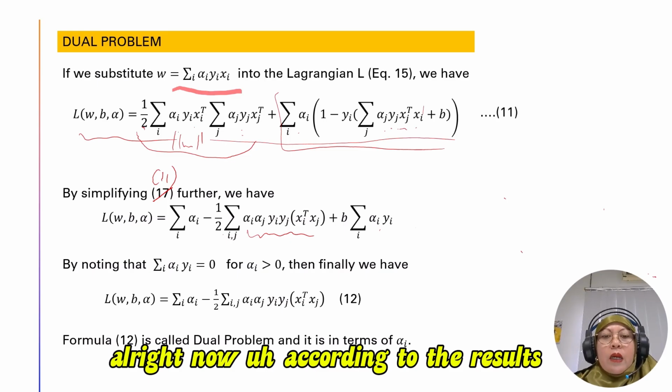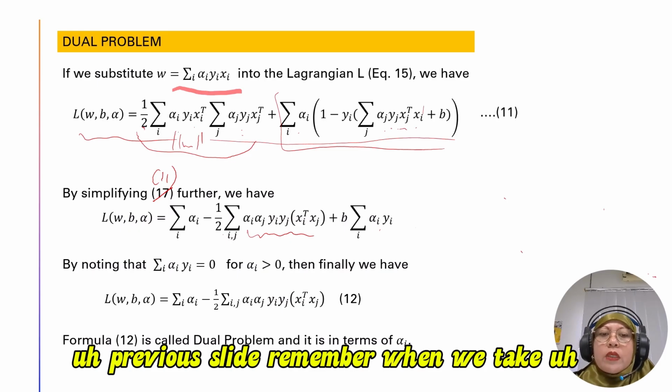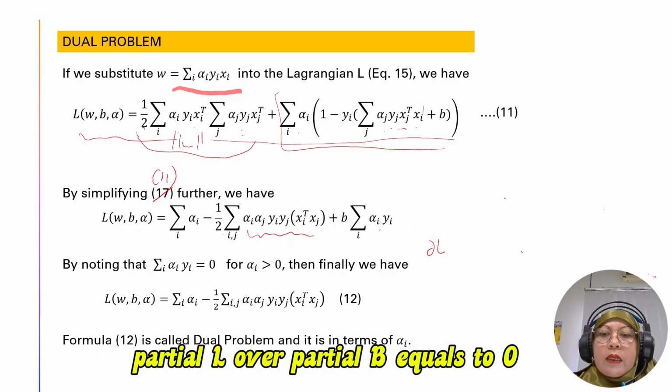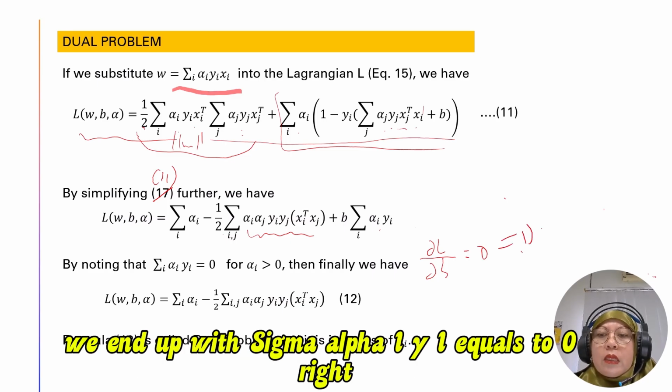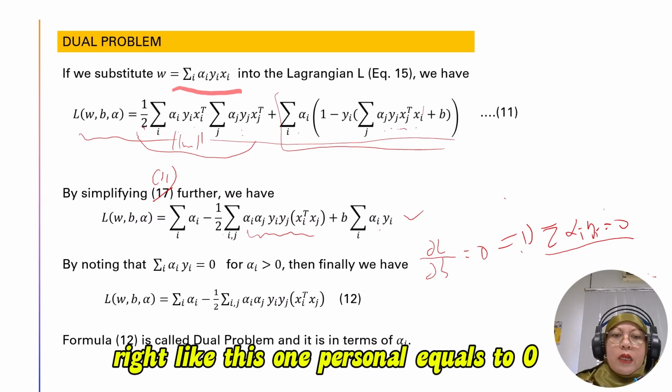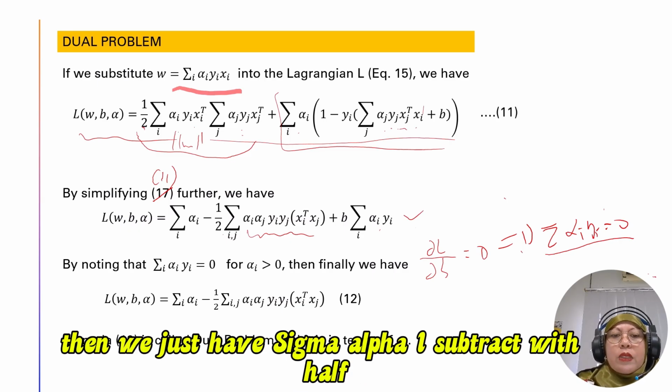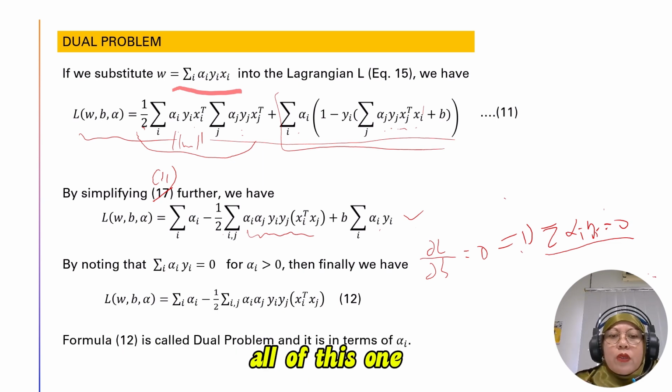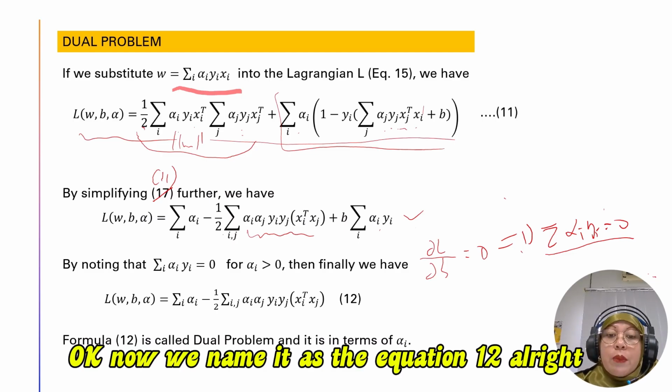Now, according to the results from the previous slide, you remember when we take partial L over partial b equals to 0, we end up with sigma alpha i yi equals to 0, right? Then if we substitute this term into this equation, like this one equal to 0, we just have sigma alpha i subtract with half all of this one. And we name it equation 12.